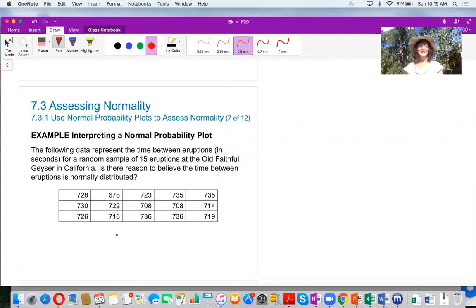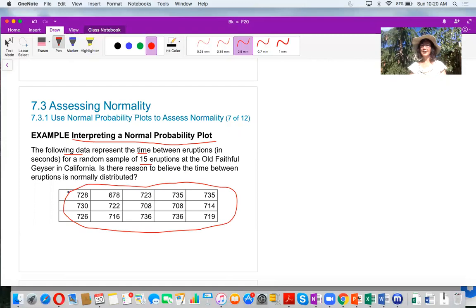Now let's look at an example. Interpreting a normal probability plot: the following data represent the time between eruptions for a random sample of 15 eruptions at the Old Faithful geyser in California. Is there a reason to believe that the time between eruptions is normally distributed? So this is the original data. The question is, are these data normally distributed? That is the question.